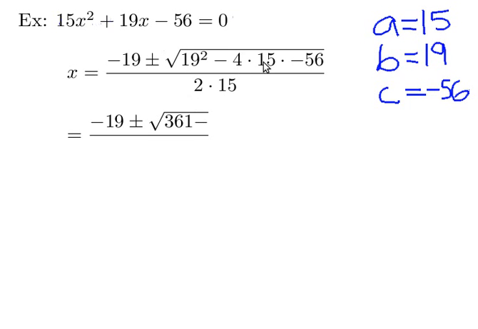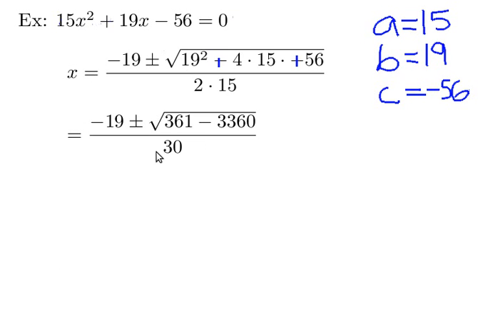Now we have 4 times 15 times negative 56. I do know at least so far that this negative will make a positive. That won't always happen. A lot of times you'll see that your C is negative, so that makes this plus, but that's not always going to be the case, so just be aware that sooner or later you're still going to have a minus here. So 361 minus, 4 times 15 times 56, I put that in my calculator and I got 3360. So 361 minus 3360 over 2a, 2 times 15, which is 30.